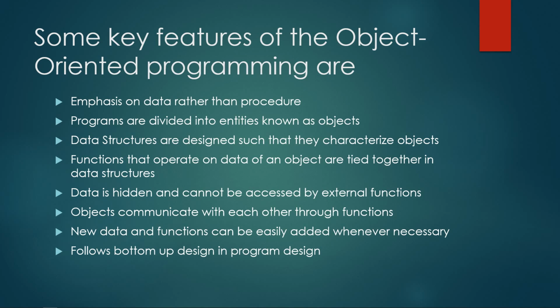The third point is that data structures are designed such that they characterize objects. For example, let's take a simple car. In a car you can fit 4 passengers. Each passenger is known as an object. So we can take data structures such as arrays, and we can fit 4 or 5 passengers into a particular array. So let's move on.